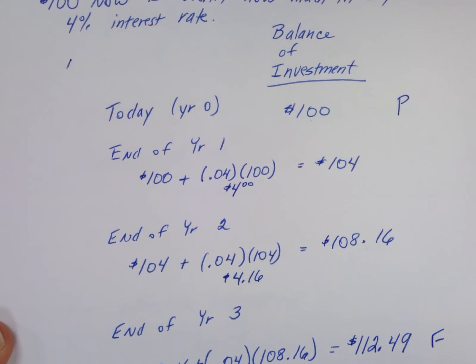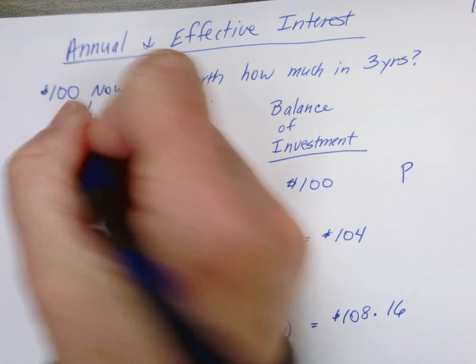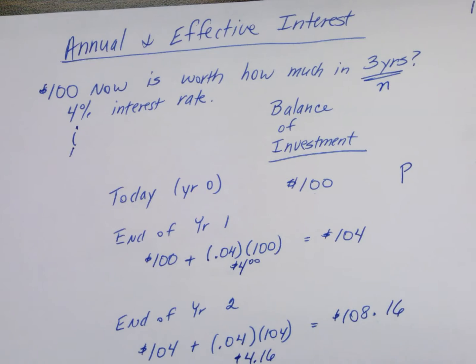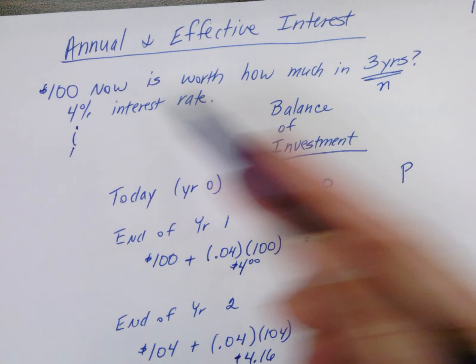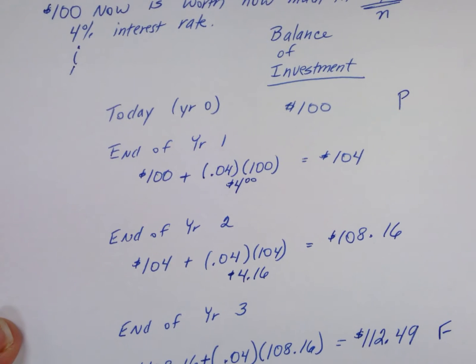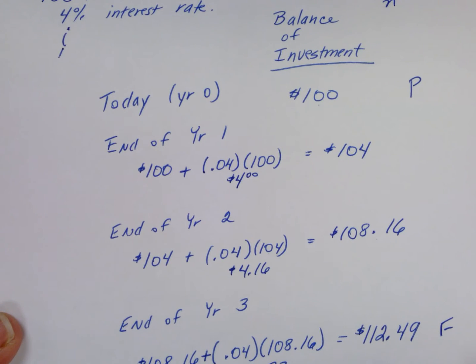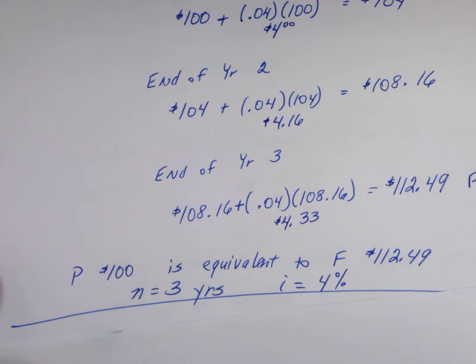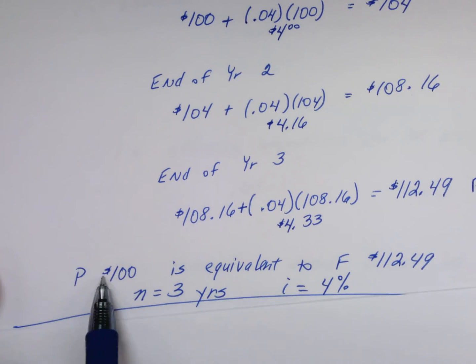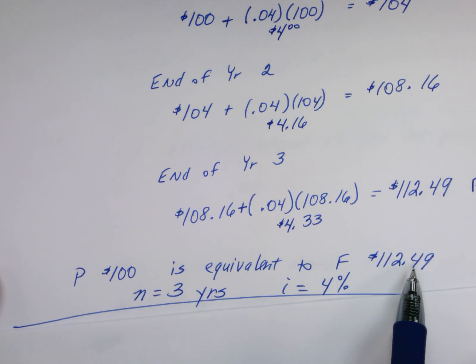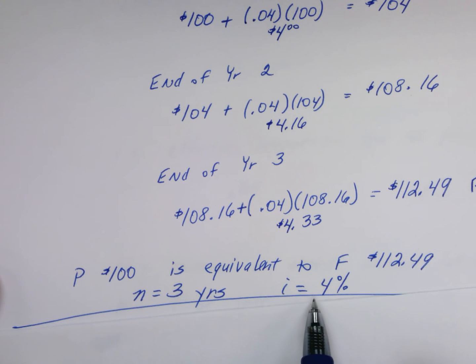The interest rate, I, is 4%, and N, the time, is 3 years. With an annual interest rate of 4% over 3 years, a $100 initial investment will grow to $112.49 by the end of 3 years. So I've written that summary out here: $100 in present day dollars is equivalent to a future value of $112.49, given an interest rate of 4% annually for 3 years' time.